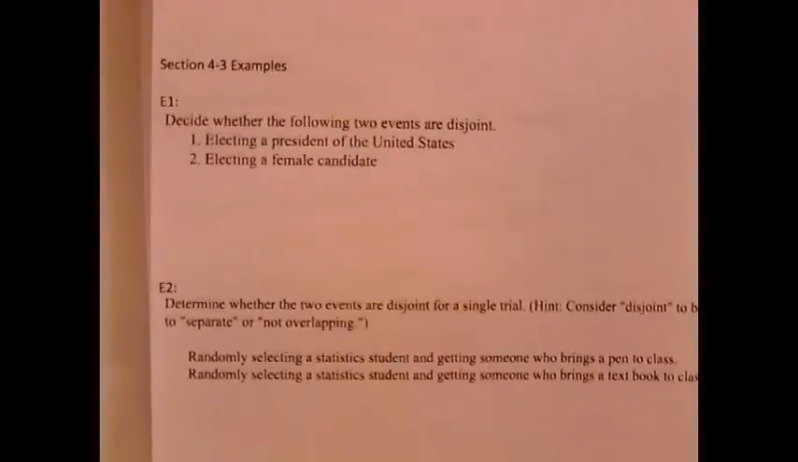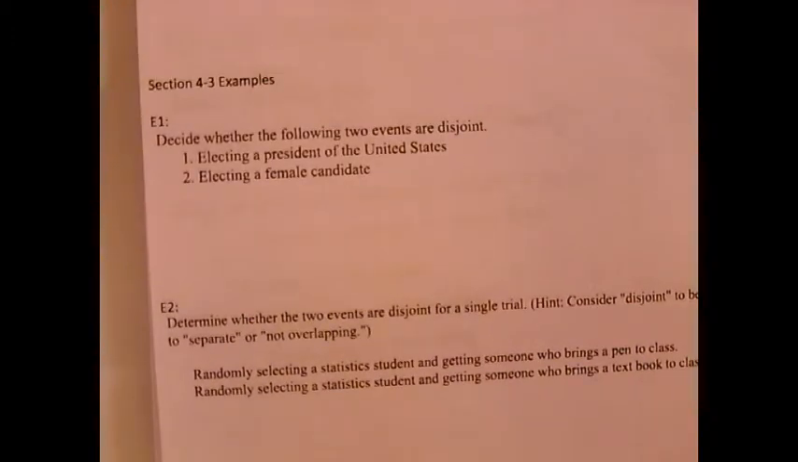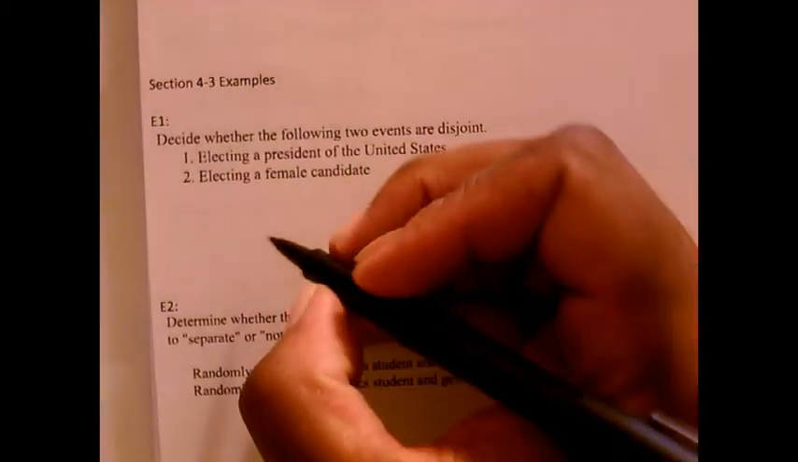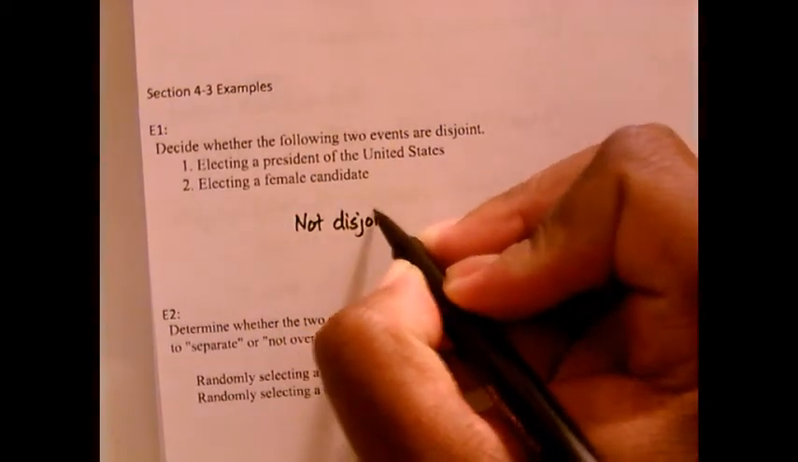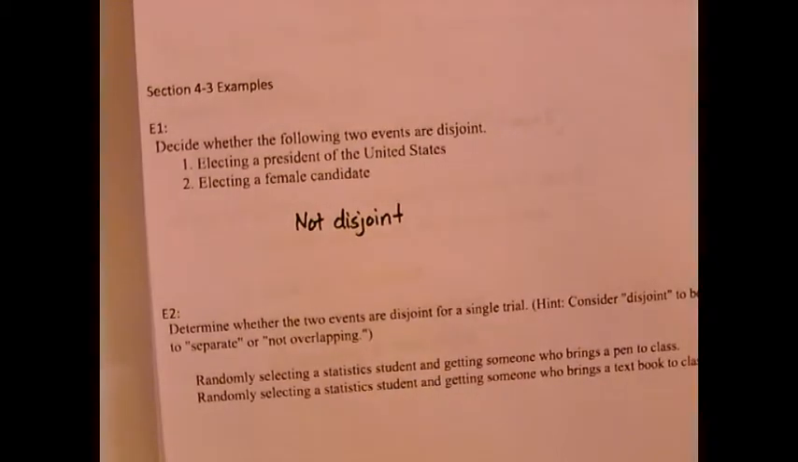Okay, let's look at this first example. Here we want to decide whether the following two events are disjoint. Number one is electing a President of the United States, and number two, electing a female candidate. Well, the female candidate could be a candidate for President of the United States, so those two events can happen. So these two events would not be disjoint, because it is possible to elect a President of the United States and also elect a female candidate.